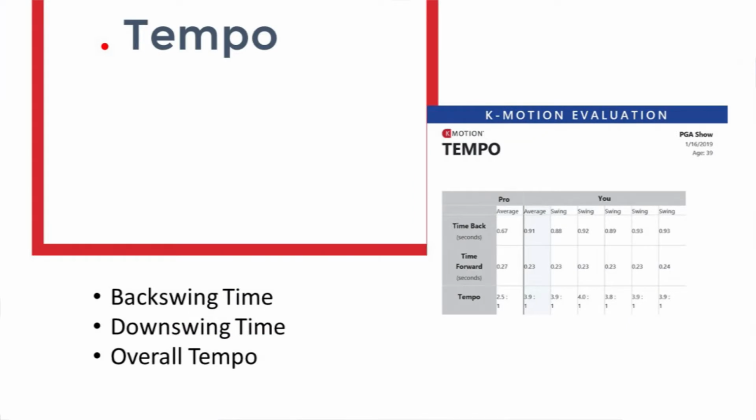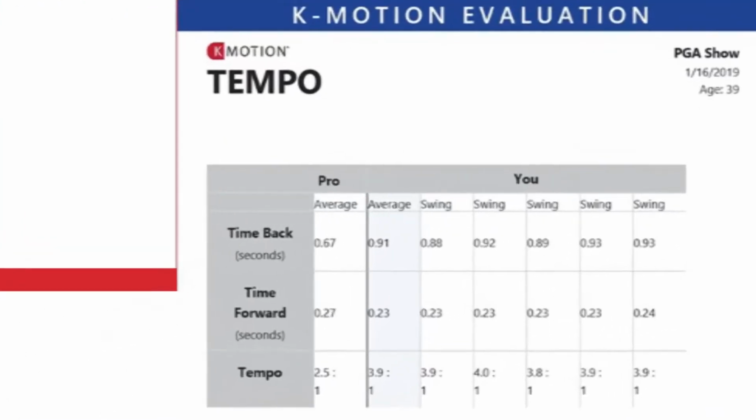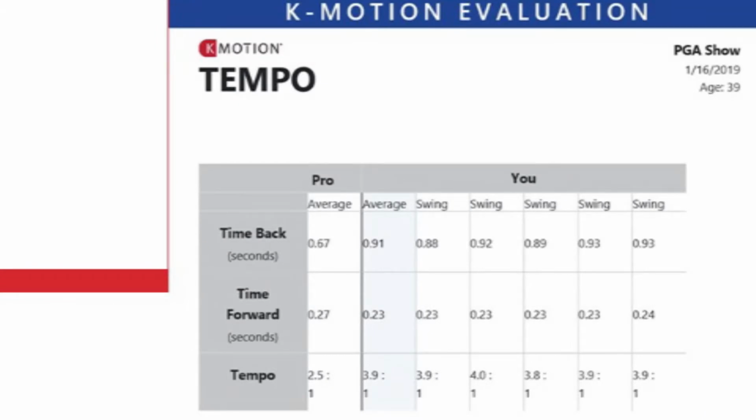And then finally we have our tempo page. So this will give you the overall time it took for the player to make their backswing, their downswing, and then the tempo ratio at the bottom. So if you're a coach that likes to talk about tempo with your players, tempo and timing, this is a great new addition to this report.